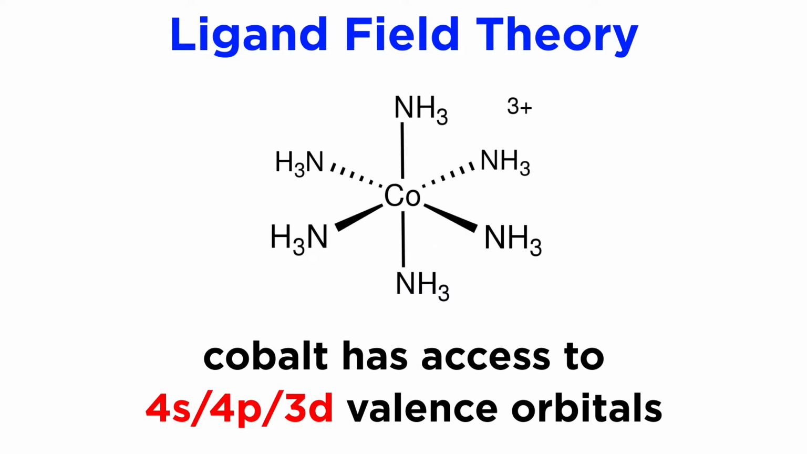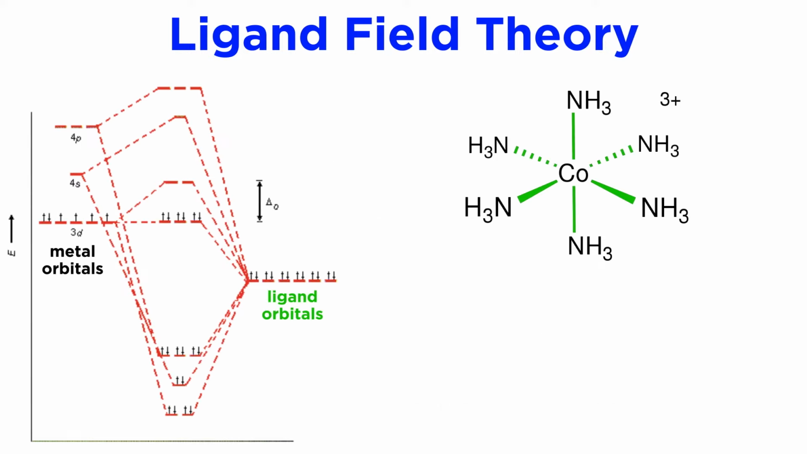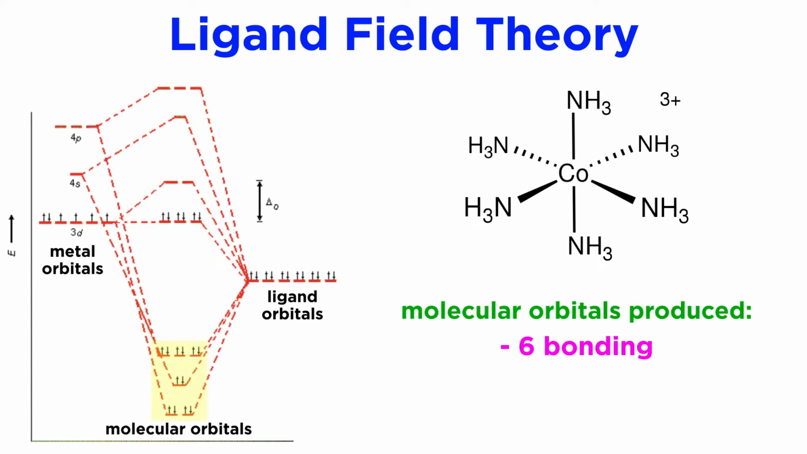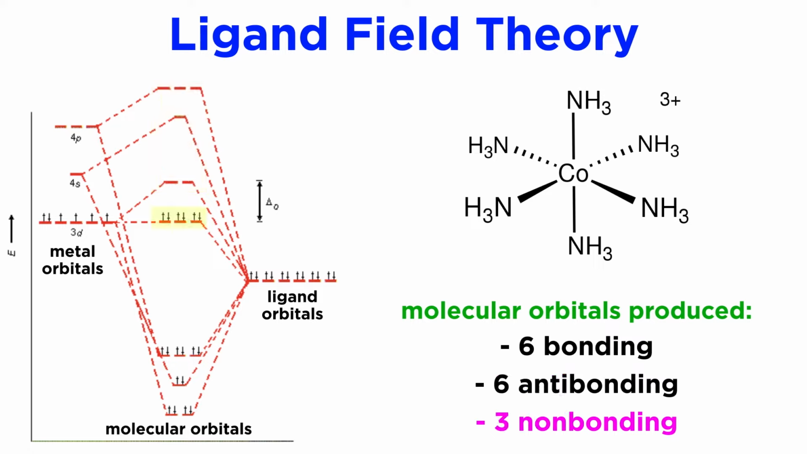Let's say we are looking at 4s, 4p, and 3d orbitals, such as with the cobalt center in this complex with 6 ammonia ligands and a 3+ charge. According to this model, we have 6 degenerate ligand orbitals that house the electrons involved in the metal ligand bonds. And when the 9 orbitals from the metal overlap with these 6 orbitals from the ligands, 15 molecular orbitals will be produced. 6 of these are bonding orbitals, which are all of a lower energy than the original atomic orbitals. 6 are antibonding, which are of a higher energy than the original atomic orbitals. And the remaining 3 are non-bonding orbitals, which have the same energy as the 3d orbitals on the metal.